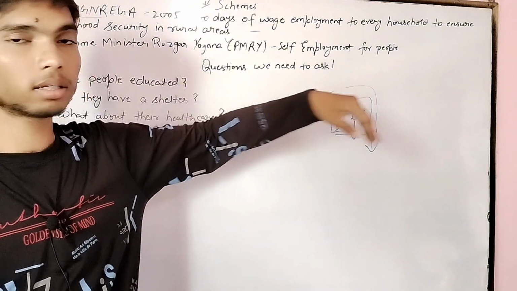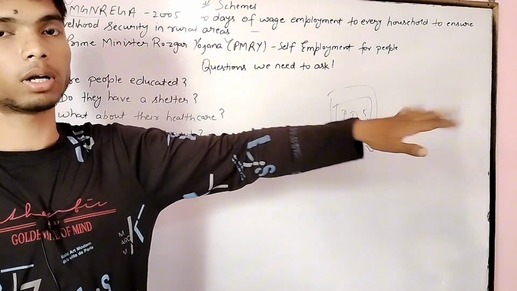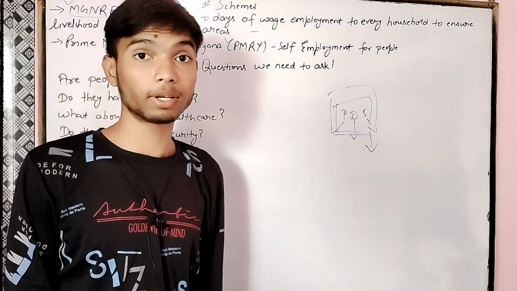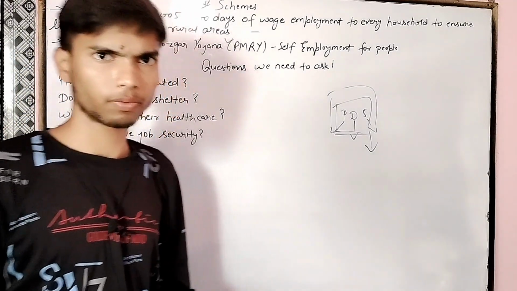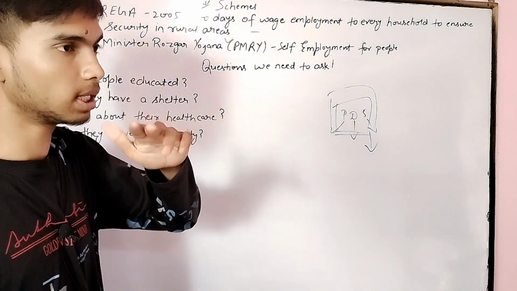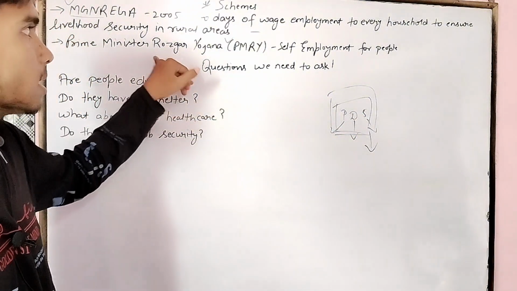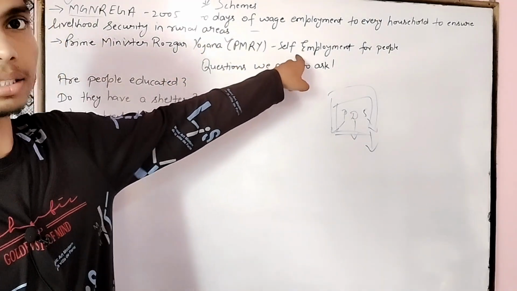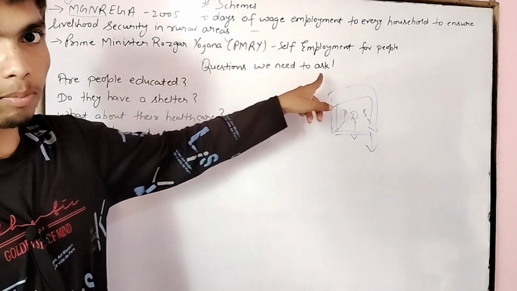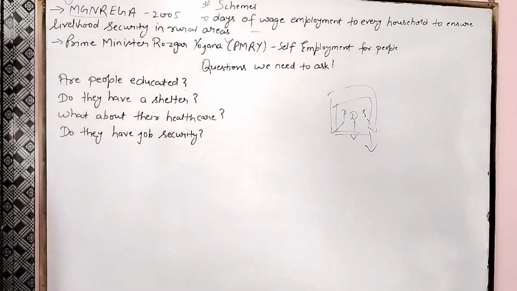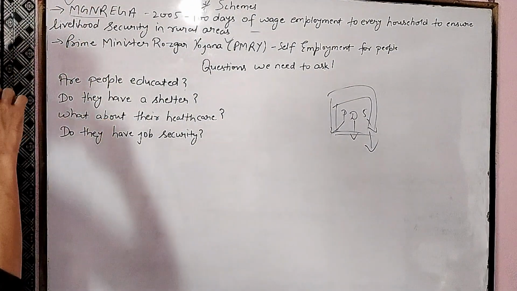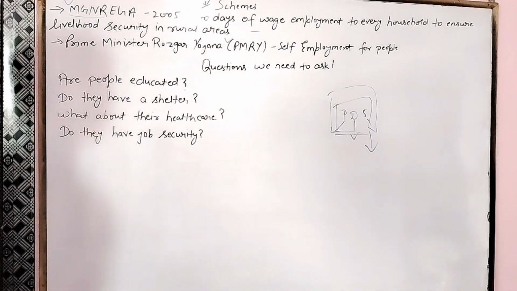It is saying for people, whether they are living in rural areas or whether they are living in urban areas. So it doesn't matter in this scheme. As this is saying, this is self-employment for people, so here we may say it is for all people.